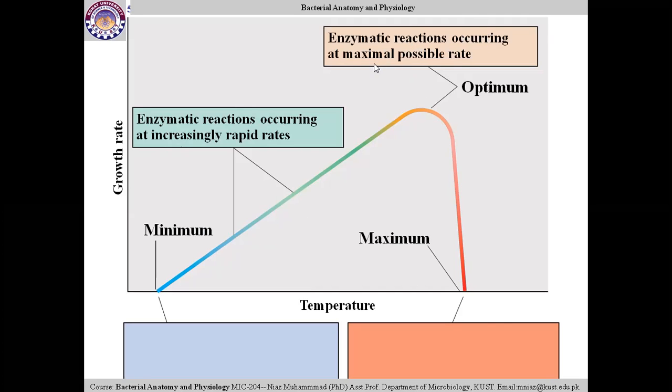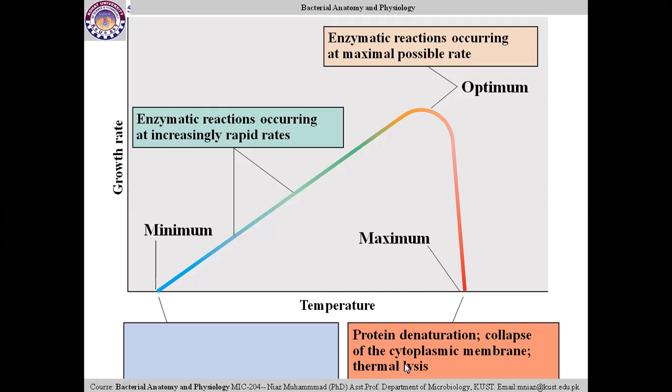Enzymatic reactions occur at the maximal possible rate. It is optimal because microbial enzymes are working at their optimal rate over here. When the temperature increases beyond the optimum, activity will stop. So what will happen at this stage? Protein denaturation, collapse of the cytoplasmic membrane, and thermal lysis.